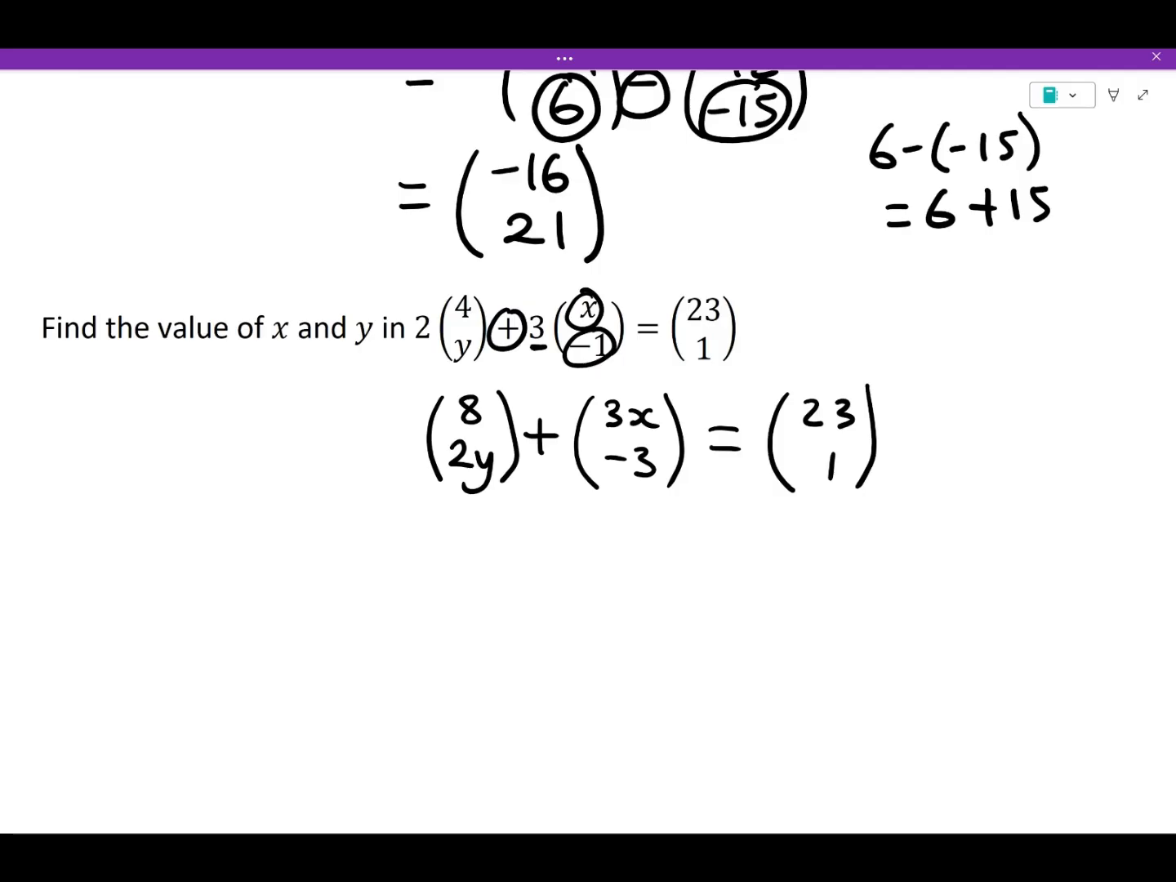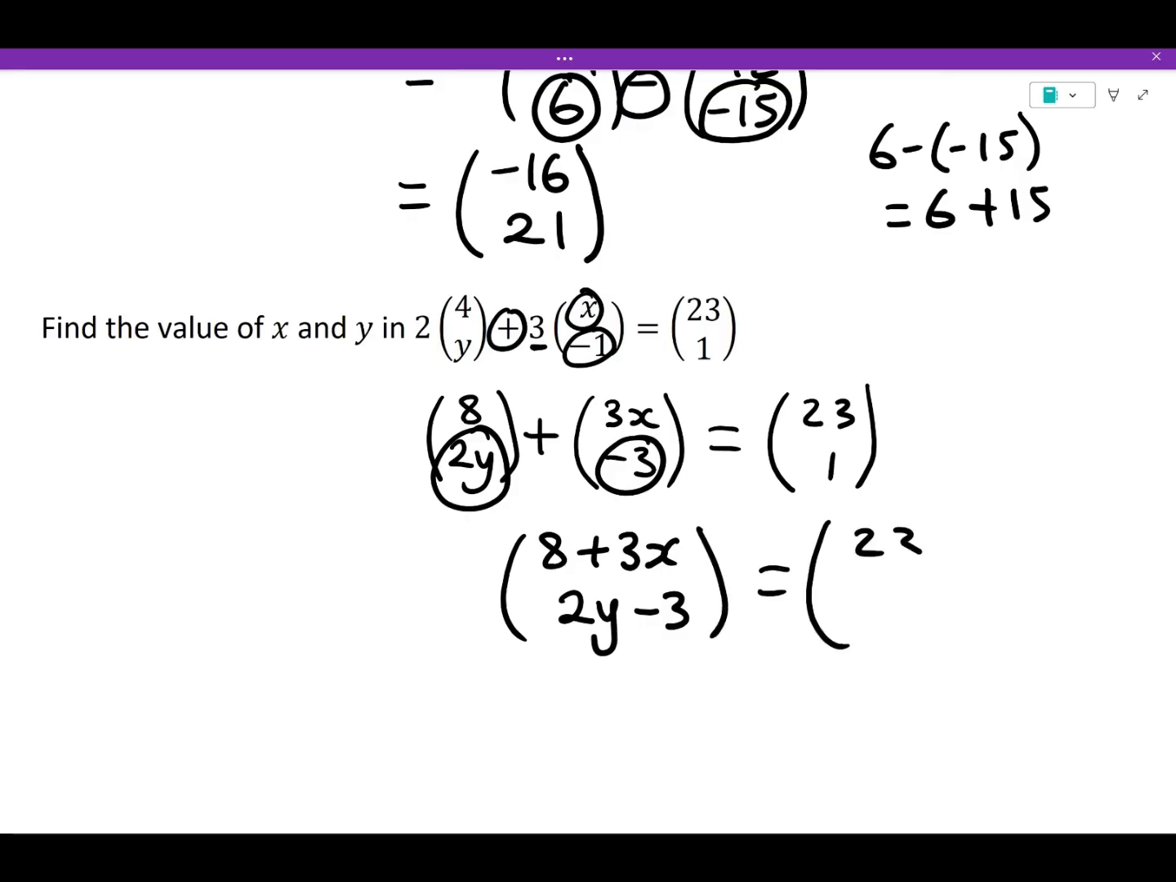Now the left-hand side is still not written as a single vector. We've got an addition of two vectors, so let's add them together. Let's add our horizontal components: 8 plus 3x. I can only write that as 8 plus 3x because they're not like terms. It looks complicated, but you'll see why this is useful. Then 2y plus -3. Adding a negative is the same as subtraction, so we get 2y subtract 3. And then let's close our vector, and that's equal to 23, 1.